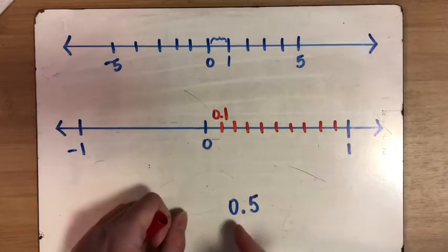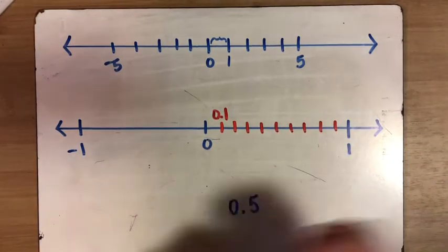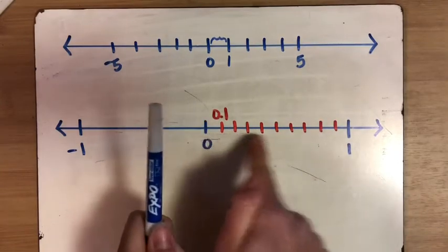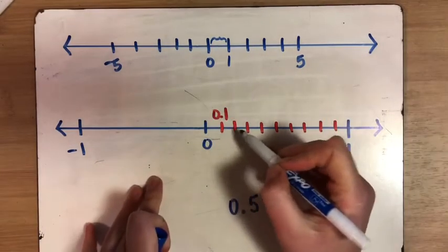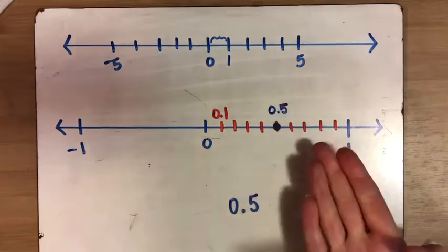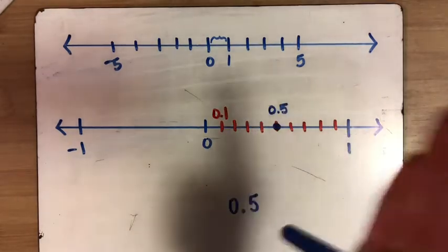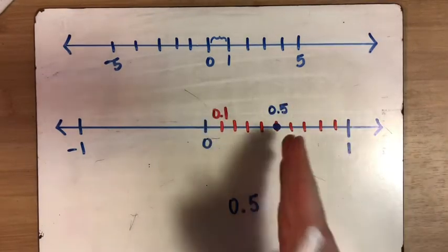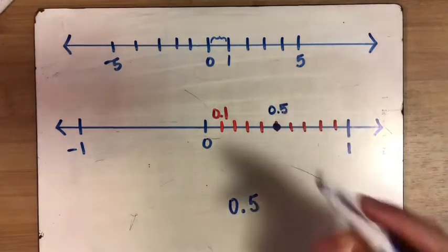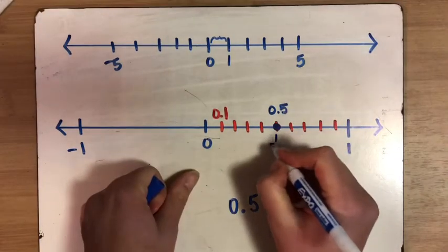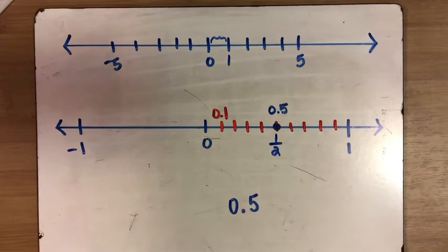So if I want to plot 0.5 on this, then what I would do, I'd have to go over 5 red tick marks. 1, 2, 3, 4, 5. So I can see by this number line right here that 0.5 is exactly in the middle. 0.5 is the exact same thing as 1/2. That's why it's right in the middle, because it's worth a half.